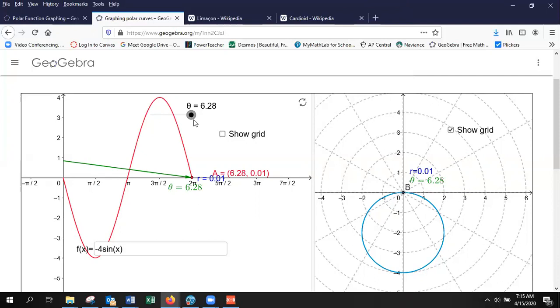Now, what happens if our graph looks like this, where secant theta equals 6? If we multiply both sides by cosine, we get r equals 6 cosine of theta. And this would be a great time to take a guess and say, what do we think this graph is going to look like?